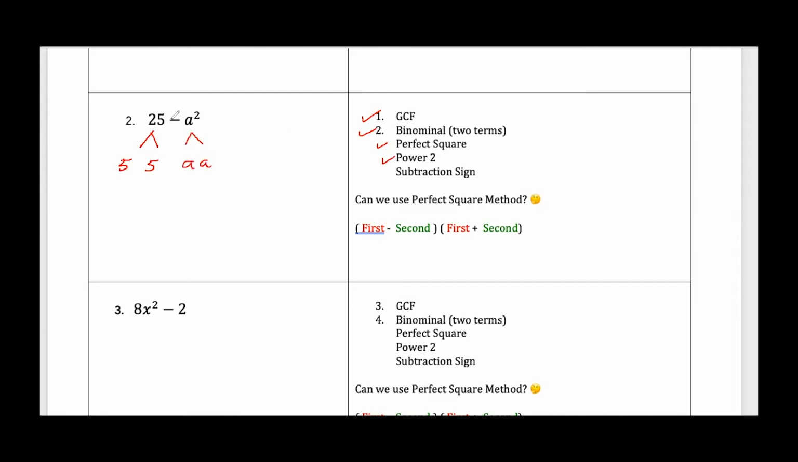A and A. Do they have a subtraction sign? Yes, okay. Those are the things that help you identify the perfect square method. So that is a yes.